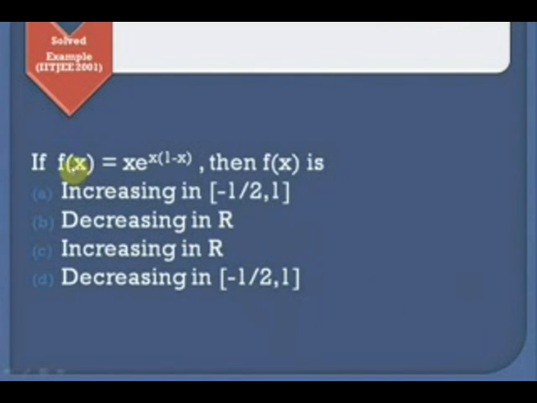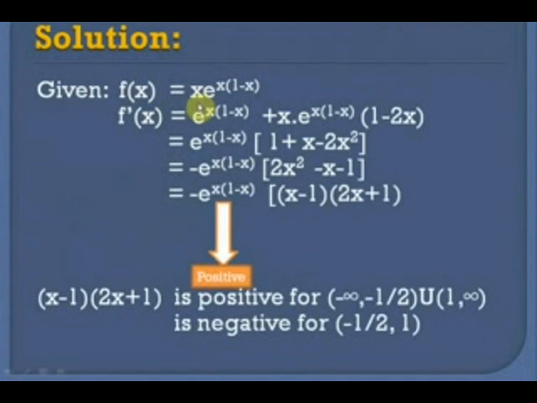So in this problem again we have been given the function f(x) and we have to find which of the 4 options is correct. All the 4 options are based on the concept of whether f(x) is increasing or decreasing in a particular interval. So f(x) is equal to x times e to the power of x times (1 minus x). Now what we have to do? Yes, of course, we have to differentiate this function with respect to x to find whether it is increasing or decreasing. So our very first step is differentiation of f(x).